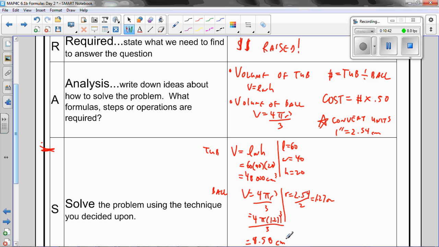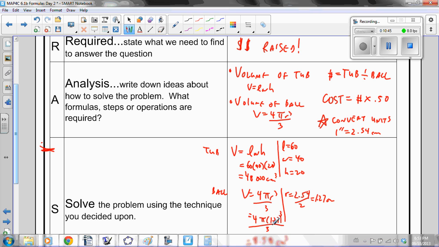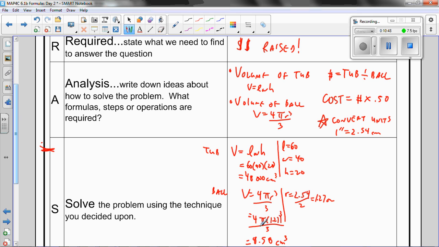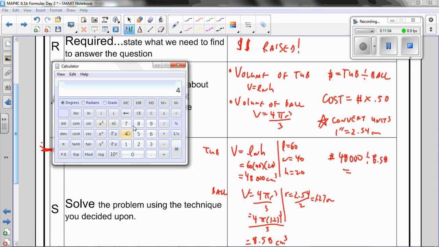and that's centimeters cubed. The next step, well, we've got that much batter, and each one is that much batter. So how do I figure out the number? The number is just the tub, 48,000, divided by 8.58, and I get a lot, I think. It's a lot of Christmas balls. 5,594. We'll round down and throw the rest of the batter away, I guess.